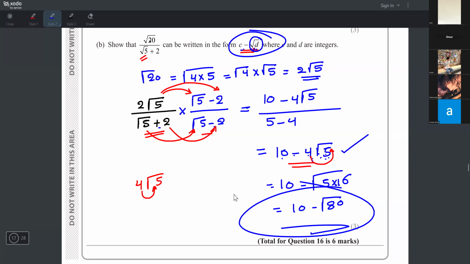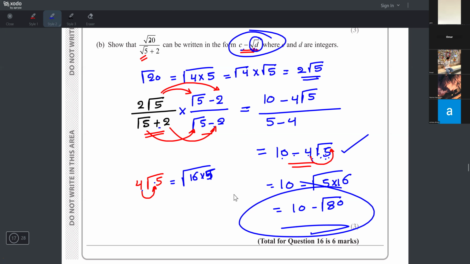We'll need to write number 4 inside the square root. How can we write 4 under the square root? It will be square root of 16 times 5. Why? Because the square root of 16 is 4.